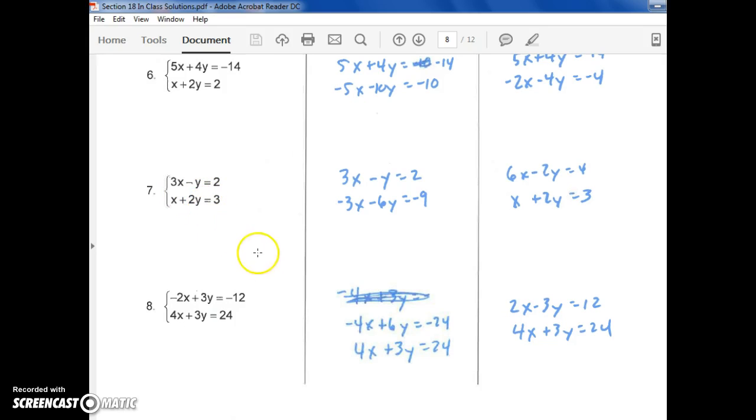And then question number 8, to eliminate x, I'm going to multiply the top equation by 2. And to eliminate y, I'm going to multiply either equation. It really doesn't make a difference. By negative 1. I chose the top one because I want to get rid of those negatives if I can. So going ahead and doing this with 1 is not so bad.